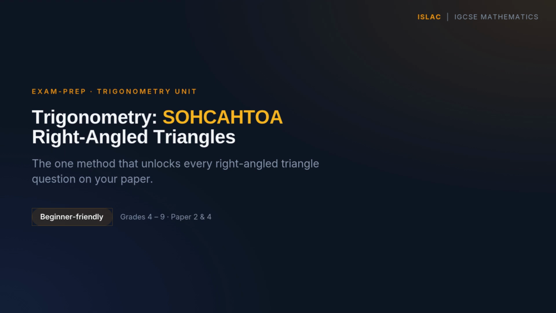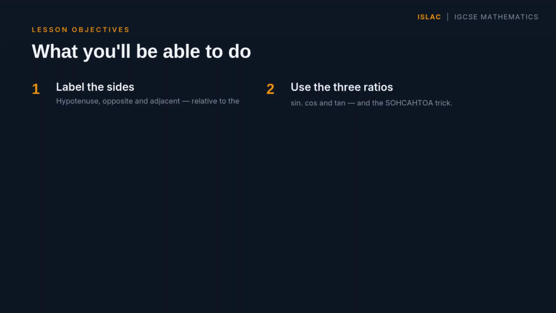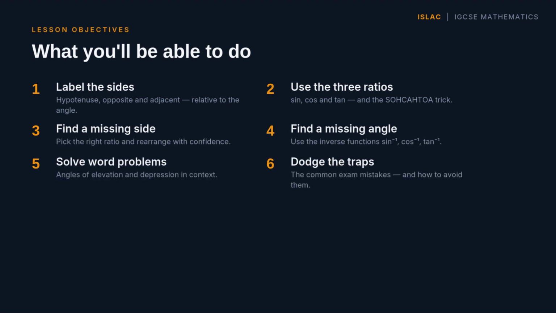SOHCAHTOA, the single most tested idea in IGCSE right-angled trigonometry. By the end you'll find missing sides, missing angles, and solve real-world problems. Here's the map. 6 clear skills. Notice everything builds on step 1, labeling the sides correctly. Get that right and the rest follows.